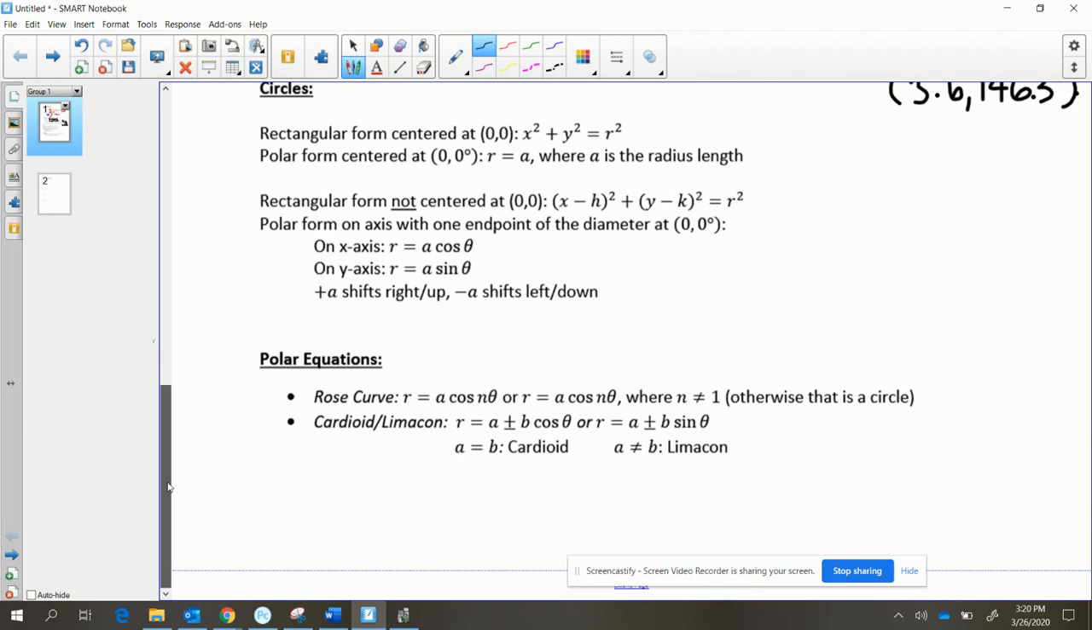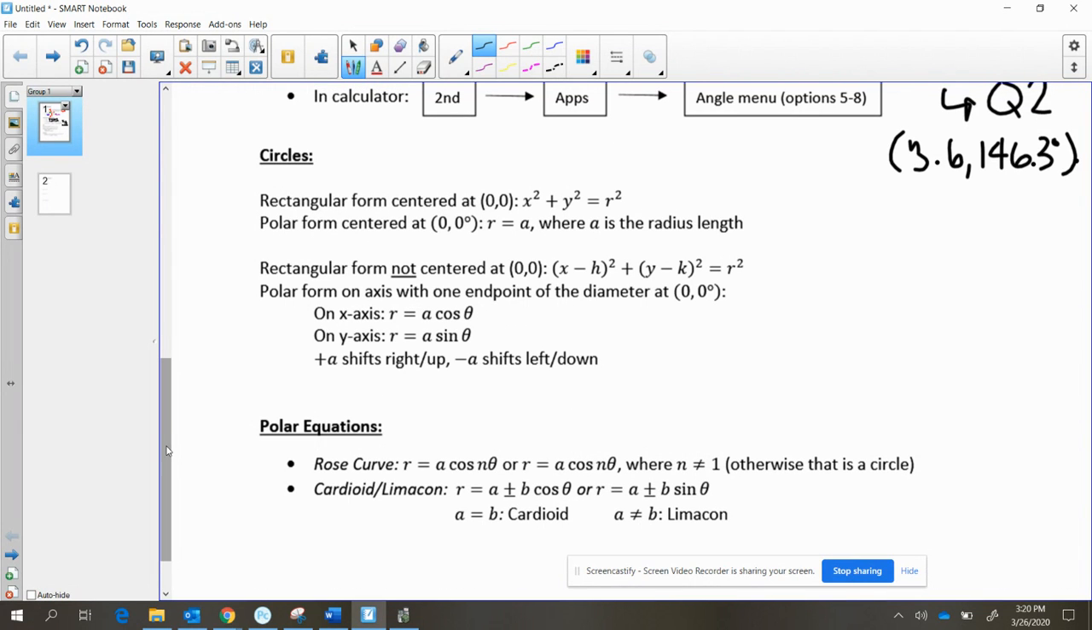Now, down below, a couple more things. A reminder with circles. If you were centered at 0, 0, the rectangular form is just x squared plus y squared equals r squared. Polar form at 0, 0 is r equals a, where a is the radius length. Now, a reminder, when you are not centered at 0, 0, then it goes back to our standard equation of a circle, (x - h) squared plus (y - k) squared equals r squared.